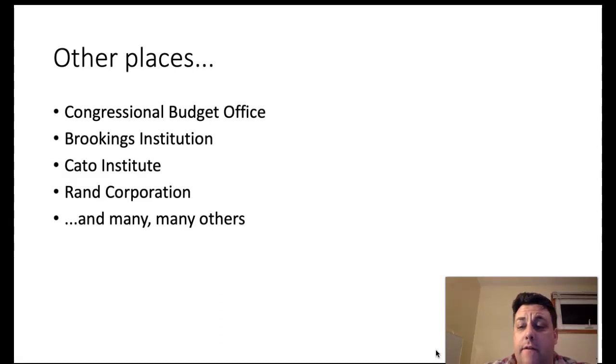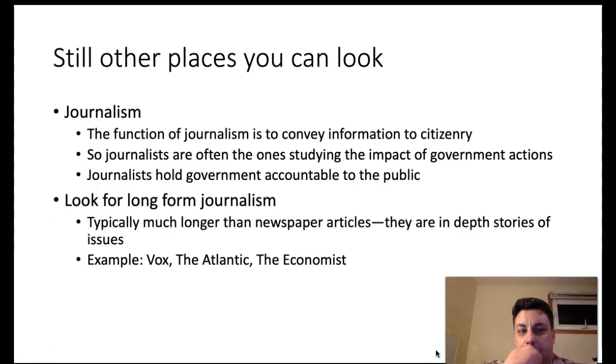The Congressional Budget Office is actually the nonpartisan research arm of the government, and they have a number of reports available on their website. And then the Brookings Institution, the Cato Institute, the RAND Corporation. These are other think tanks that would likely be of interest to you. Again, a quick search would probably illuminate any number of other think tanks that would have good policy study information available to you.